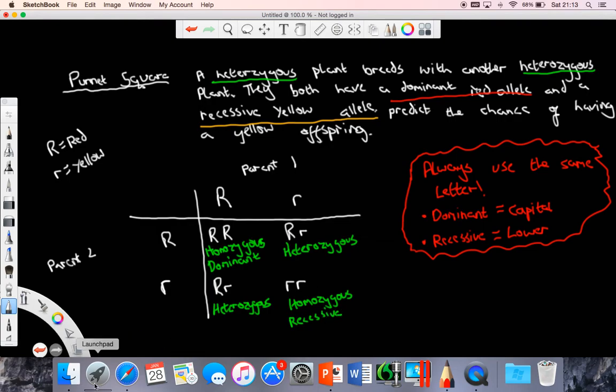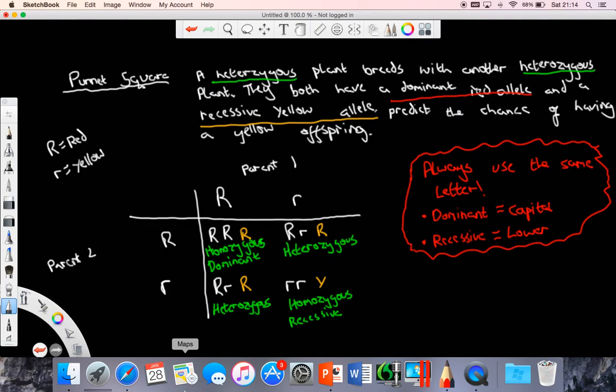And if we now go along with a different colour and work out what colour they would actually be, this one has a dominant red, so it would have red leaves. This one has a dominant red, so it would have red leaves. This one has a dominant red, so it would have red leaves. But this one doesn't have a dominant one. It has two lowercase ones, so this one would have yellow leaves.